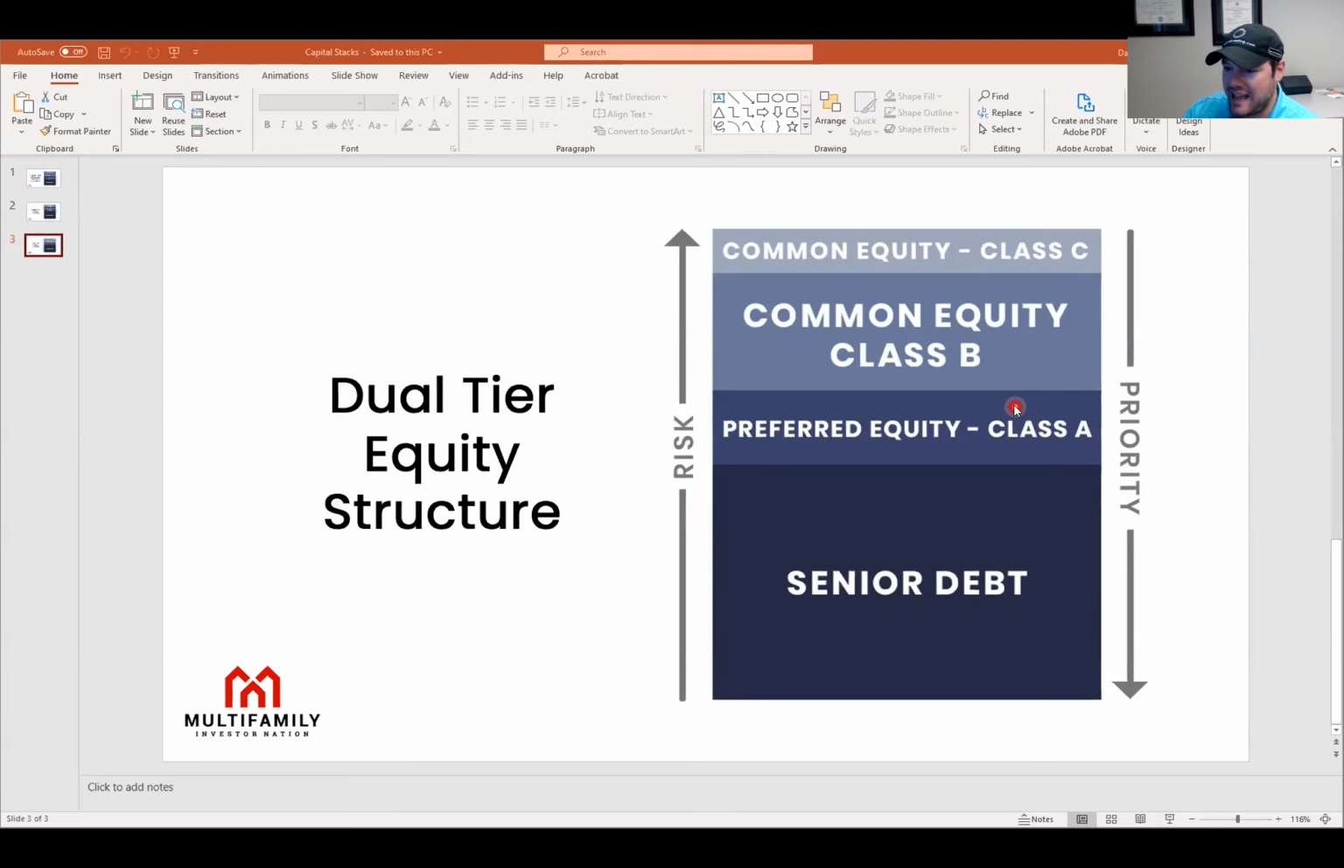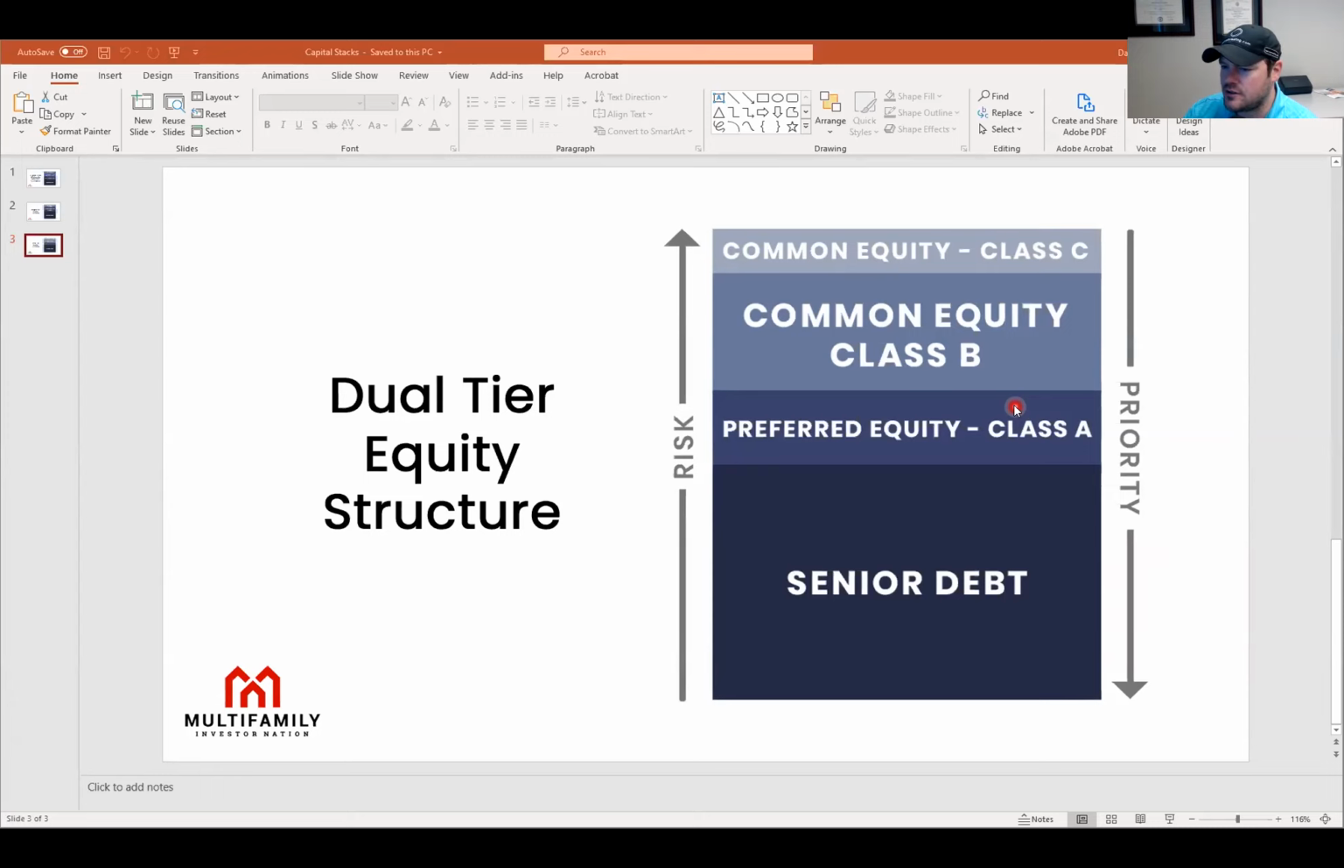And if Class A didn't get their initial capital back, that means Class B or C didn't get anything either, which is why it's very important to underwrite these things very carefully. It also is one of the reasons why you get a lower return for Class A, because you're in that preferential treatment position.